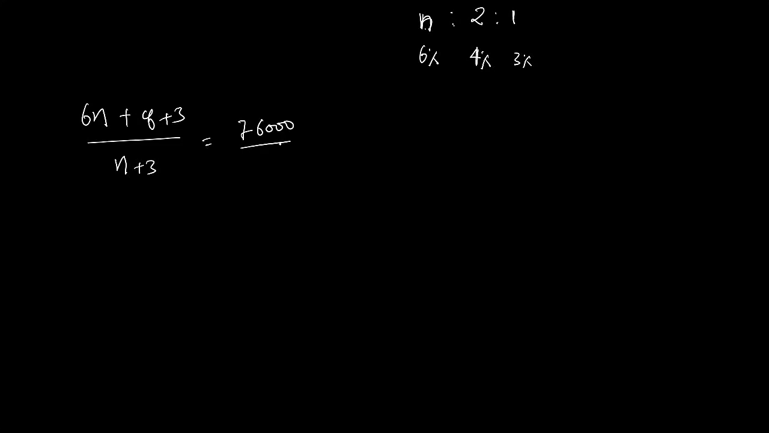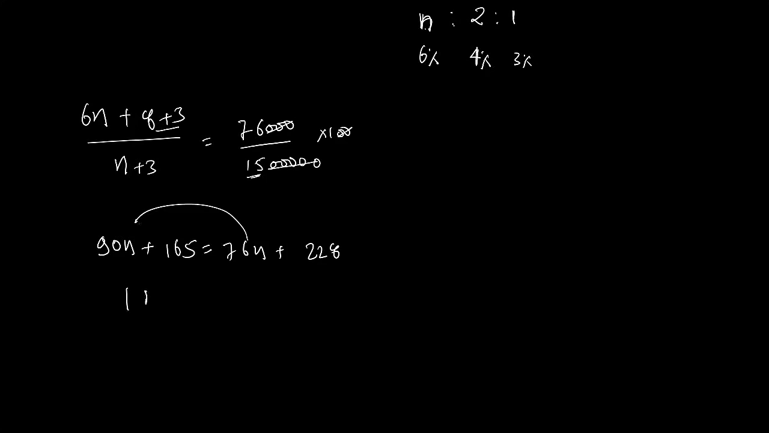76,000 upon 15 lakh into 100, because the left hand side is a percentage, so the right side will also be a percentage. You notice these 5 zeros and 5 zeros cancel. 76 upon 15. You have to only find the value of n. Cross multiplying, this becomes 90n plus 11 into 15, 165, is equal to 76n plus 76 into 3, 228.